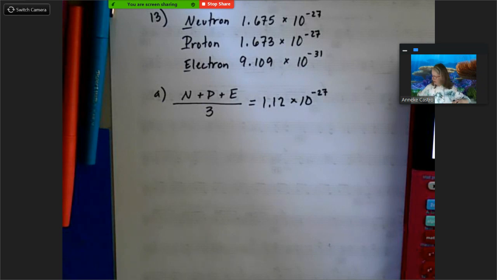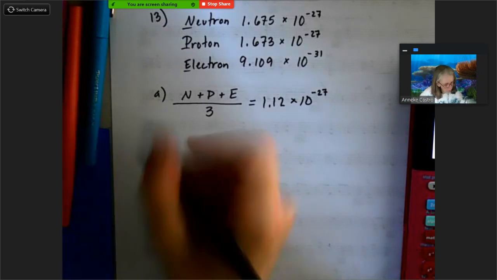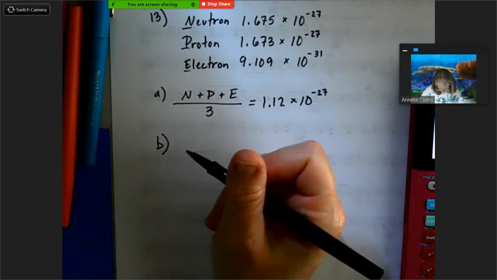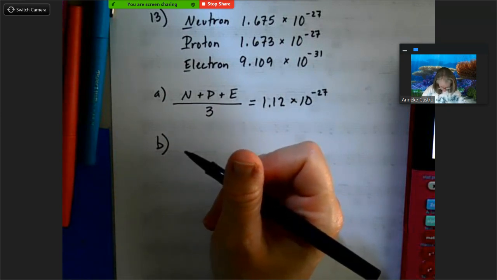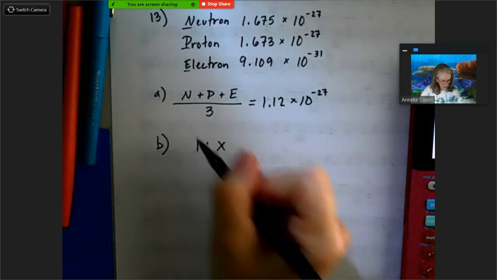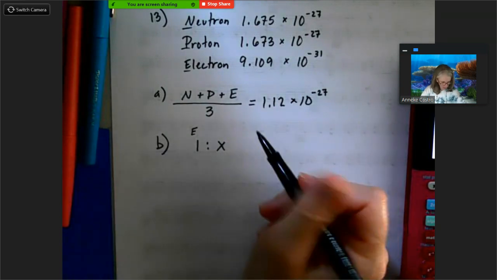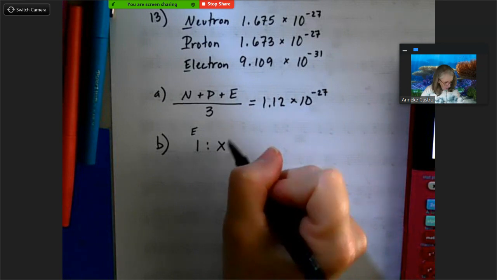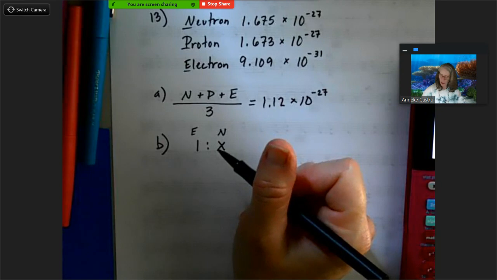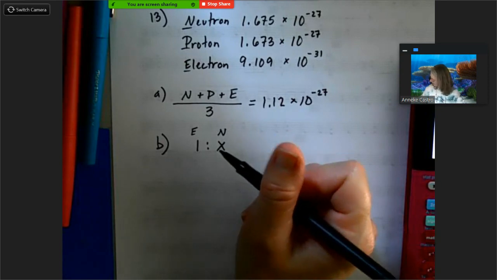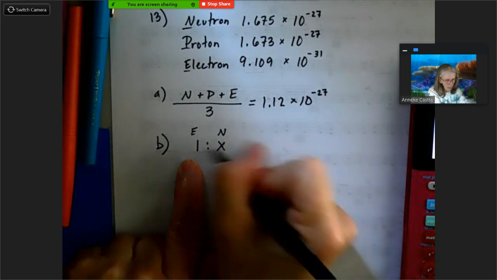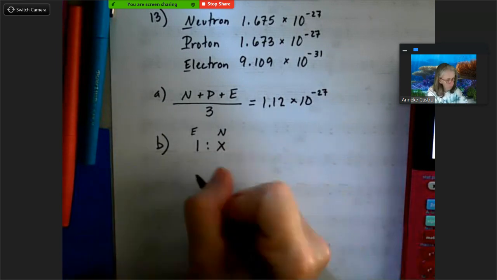Okay, part B, they want you to write a ratio of the electron mass to neutron mass and give it in the form 1 to x. So this is the electron mass, and this is going to be the neutron mass. So I can set up a proportion to help me solve this. I'm going to set this up as a fraction instead of as colons, and write 1 over x.